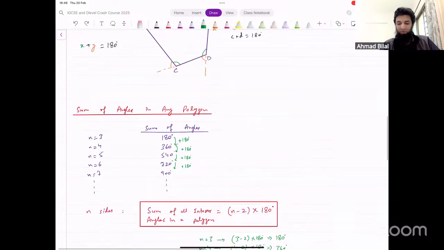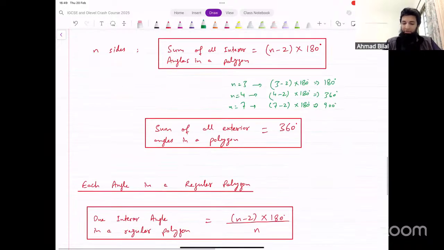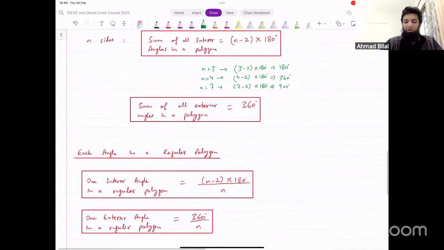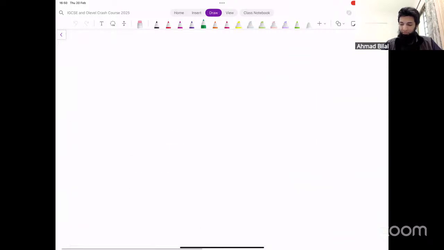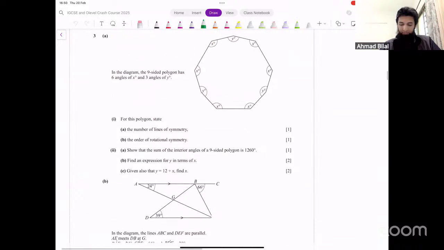And then these formulas: the sum of interior and exterior angles at one particular point is 180. And the sum of all interior angles in a polygon is given by n minus 2 times 180. And the sum of all exterior angles is just 360 degrees. And if you want one particular angle in a regular polygon, you just divide those numbers by n. Let's look at a couple of examples quickly and see how this will now be applied.